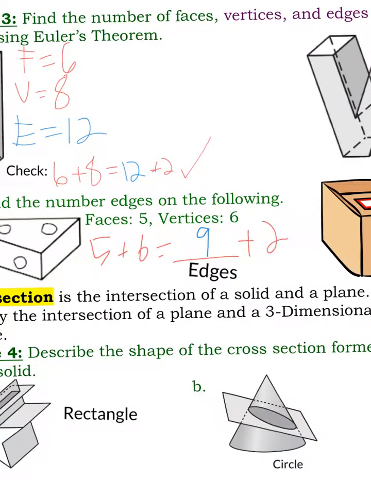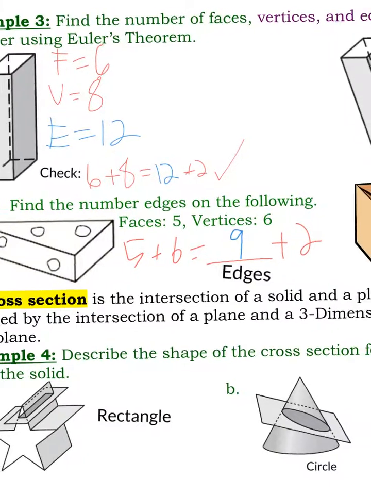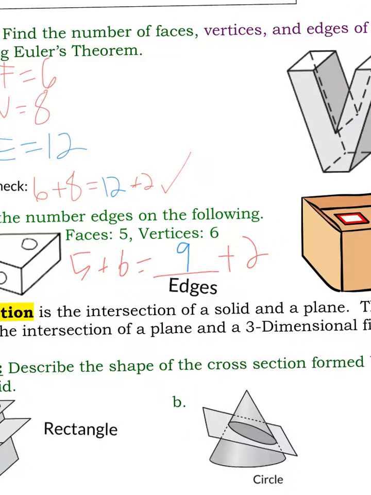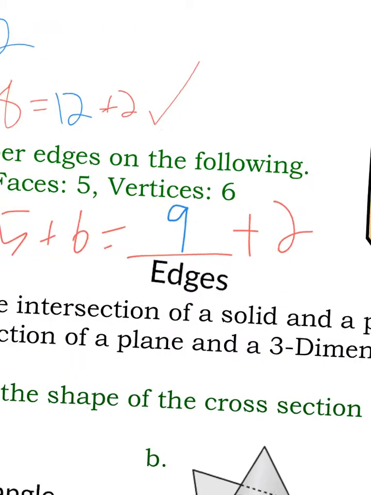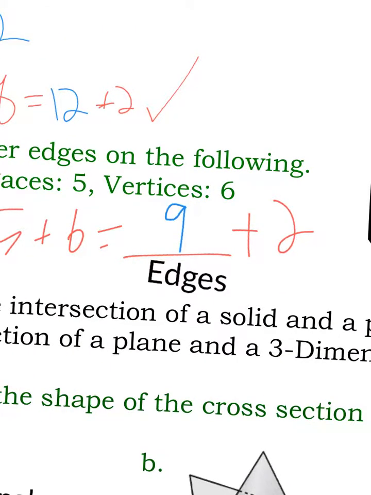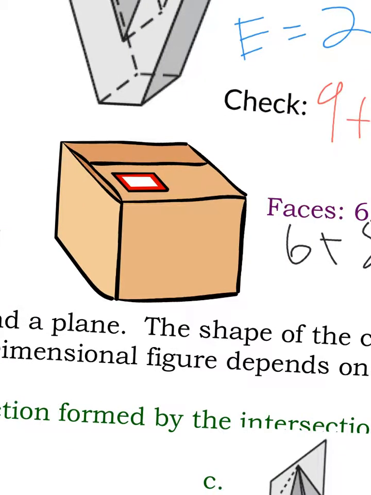But so I tell you there's 5 faces and 6 vertices. Well, 5 plus 6 is 11, right? So I just need to figure out the number of edges plus 2. So you could do 11 minus 2, and that's 9. Or I just think, well, 9 plus 2, that's also 11. So that's how I did that.